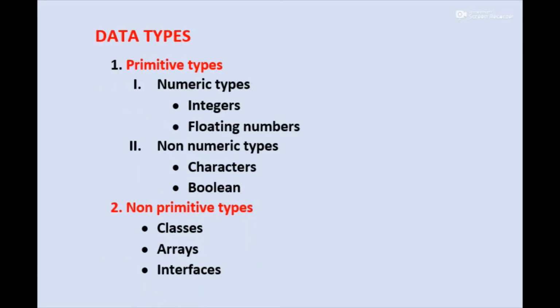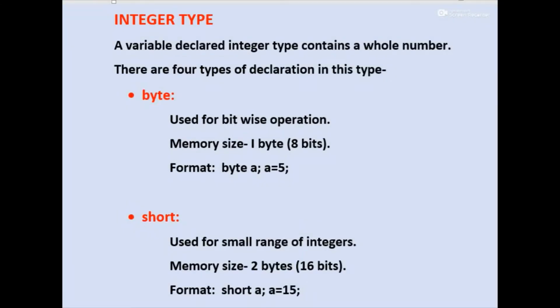Now we can differentiate primitive types and non-primitive types. Primitive types are the data types which are independent of any other type, whereas non-primitive types are dependent on the primitive types. That means primitive types are the built-in or predefined data types, whereas non-primitive types are the dependent or user-defined data types. Now I'm going to discuss the primitive data types in detail. The first numeric type is integer type.